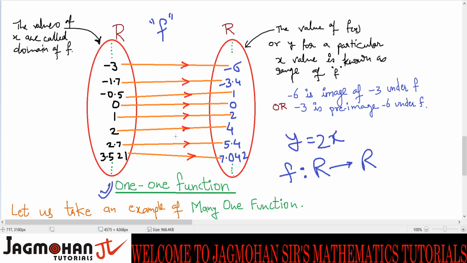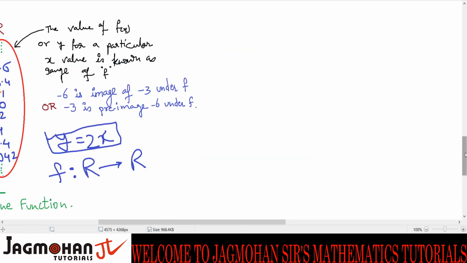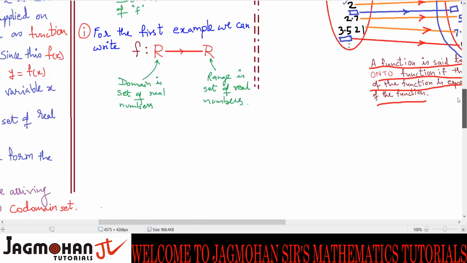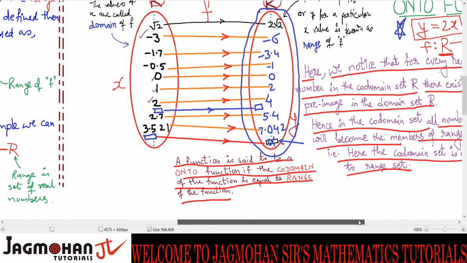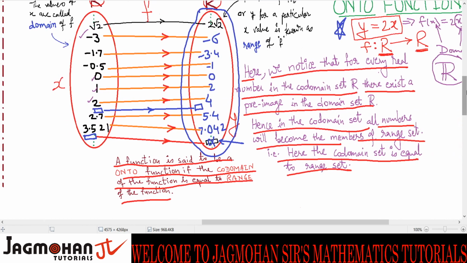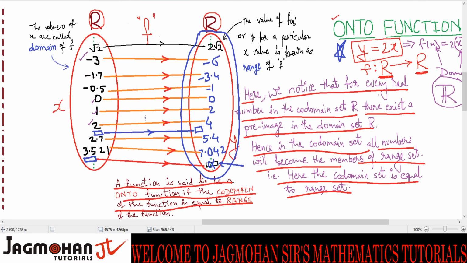So now combining this concept with the concept that I just taught you, we can say that y equals 2x is a one-one onto function. In the next video, I will teach you what is a one-one into function. So now the idea about one-one onto is very much clear. You know what is a one-one onto function. This function is one-one as well as onto function.